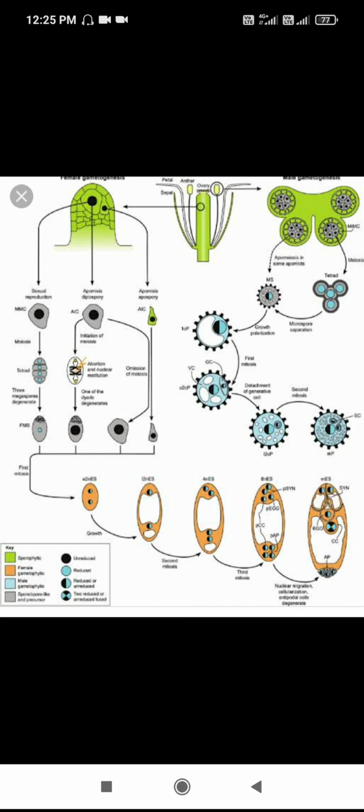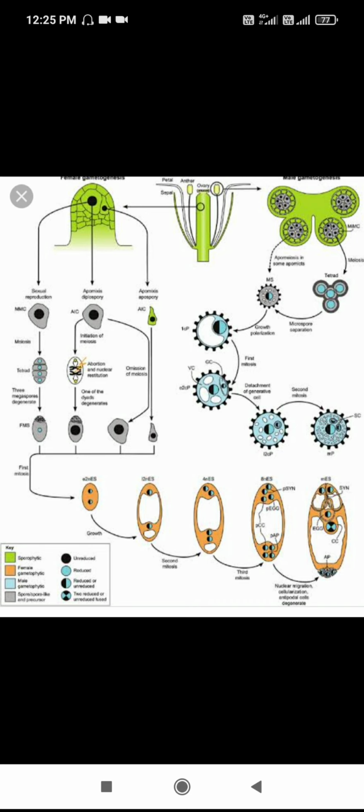One of the two daughter nuclei divides again to form three nuclei: the prothallial nucleus, generative nucleus and tube nucleus. It is clear. At this three-nuclear stage, the pollen grains are released.